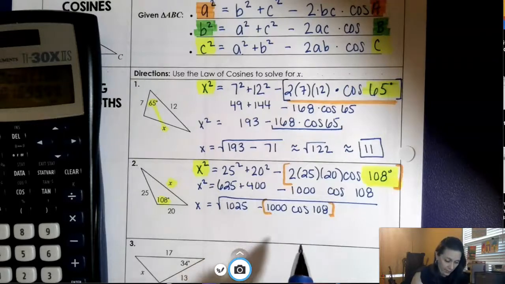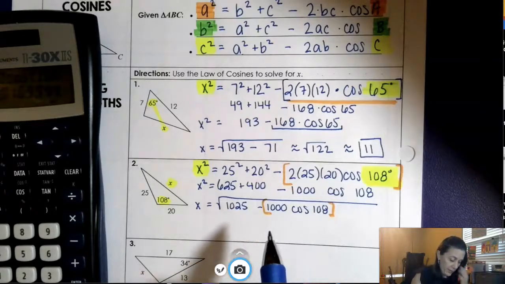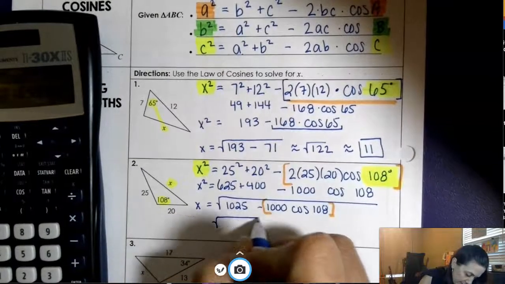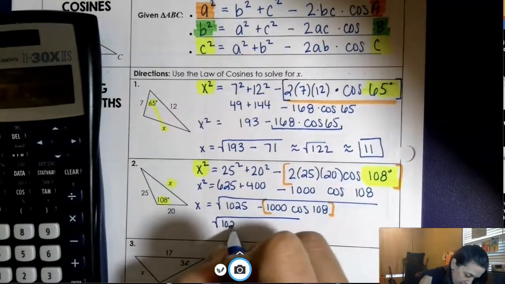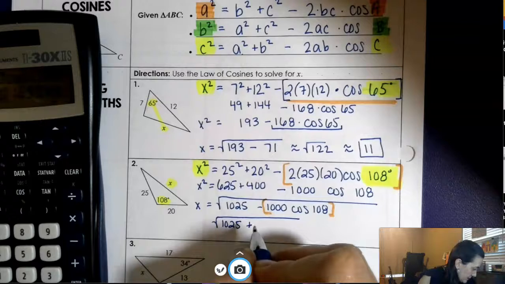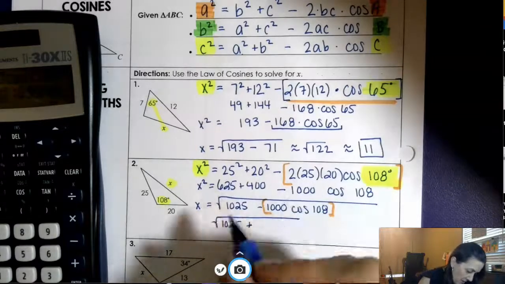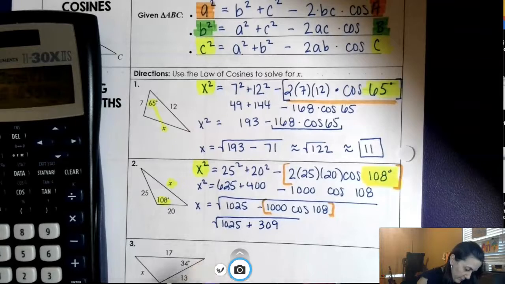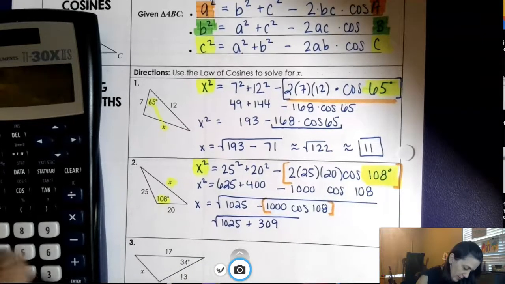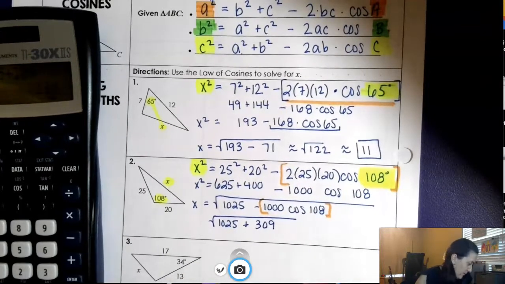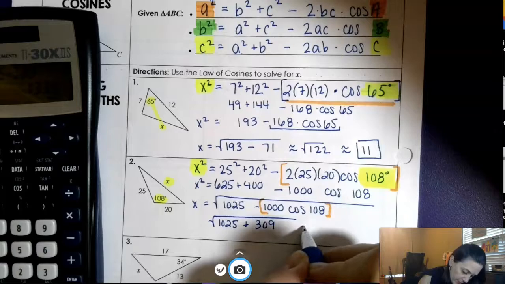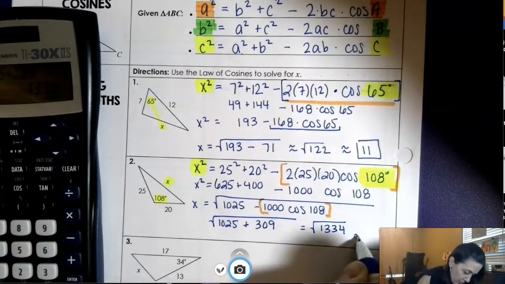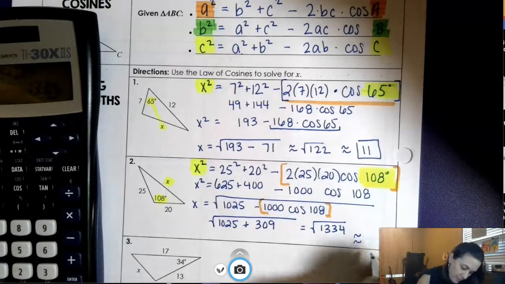I actually get a negative, so negative negative makes this plus about 309. So 1025 plus 309, I get 1334, which now is approximately 36.5.